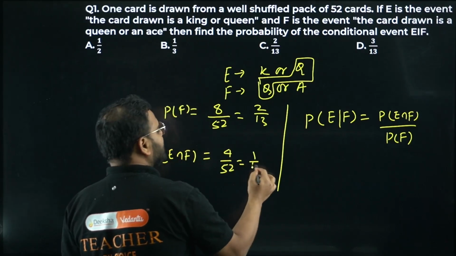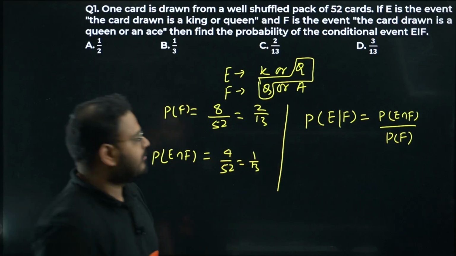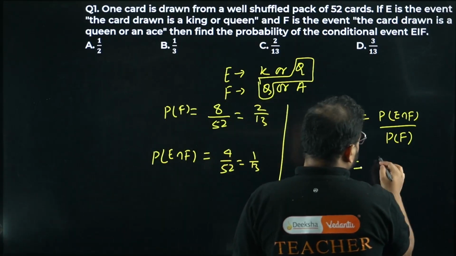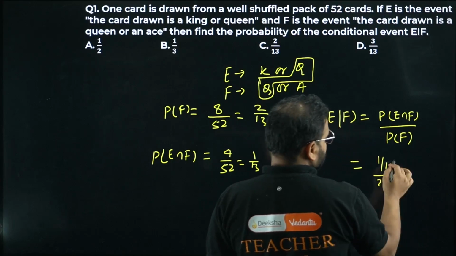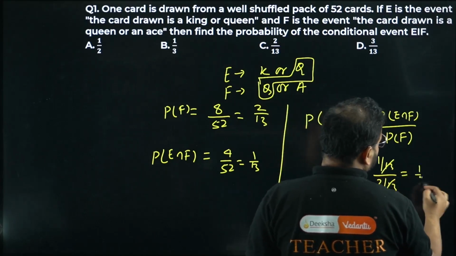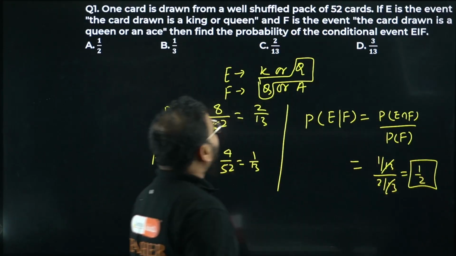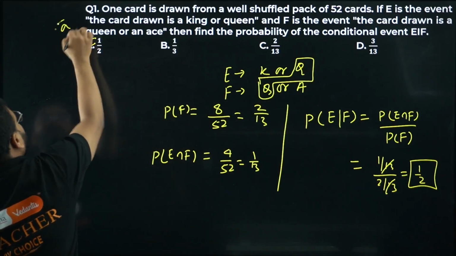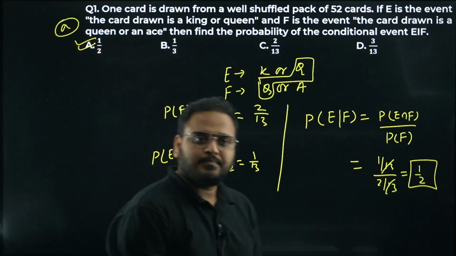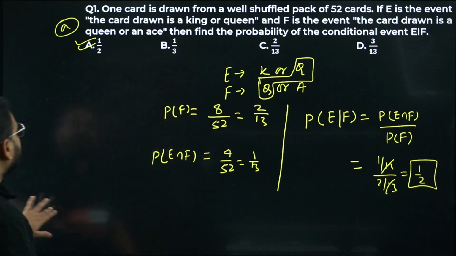1 upon 13. Put these values in the given formula that we have for conditional probability. So 1 upon 13 divided by 2 upon 13, the 13 goes out. I end up with 1 upon 2. Option A is correct. Option A is right. Please have a look. Done. All right. Moving on now.